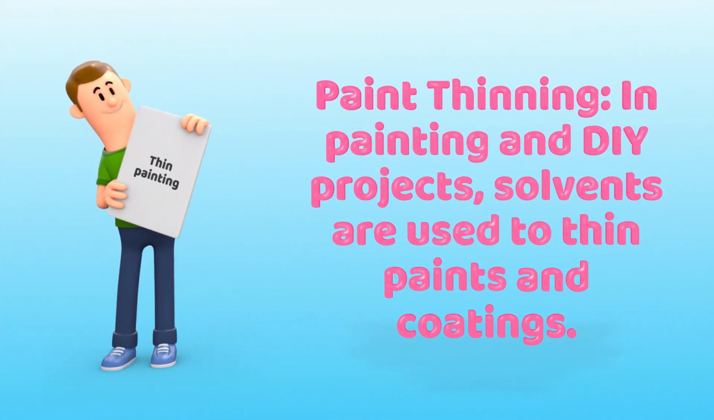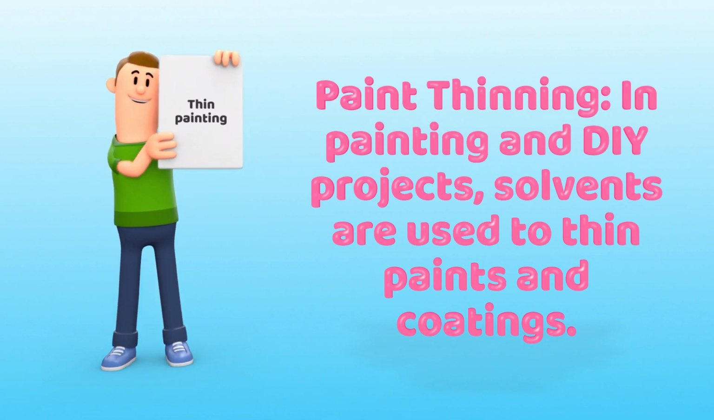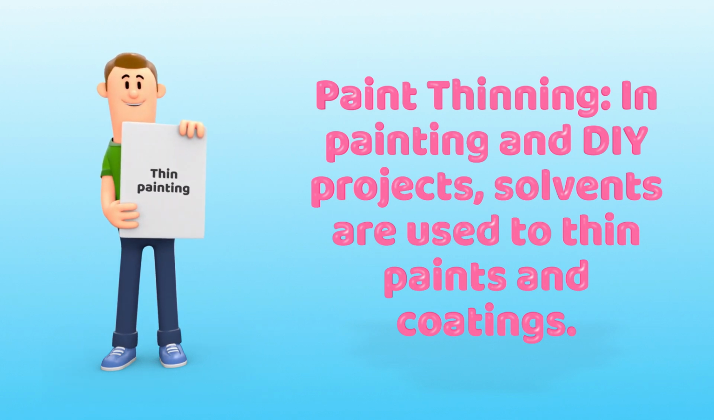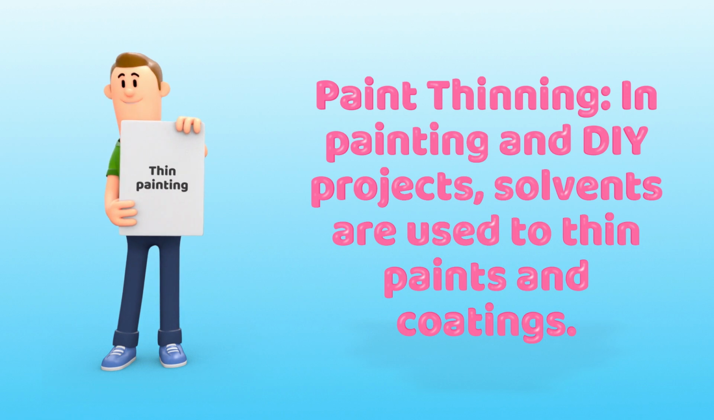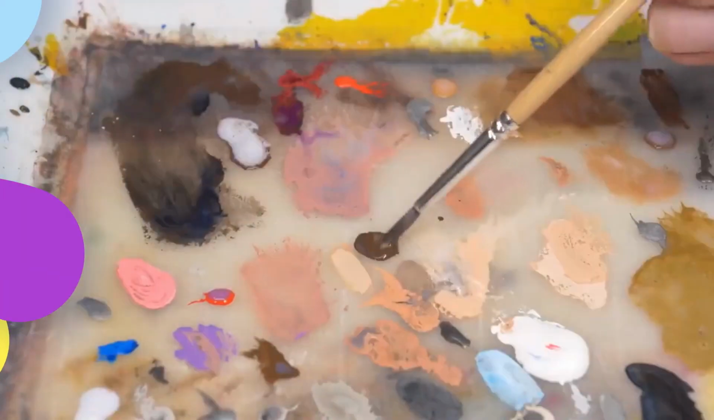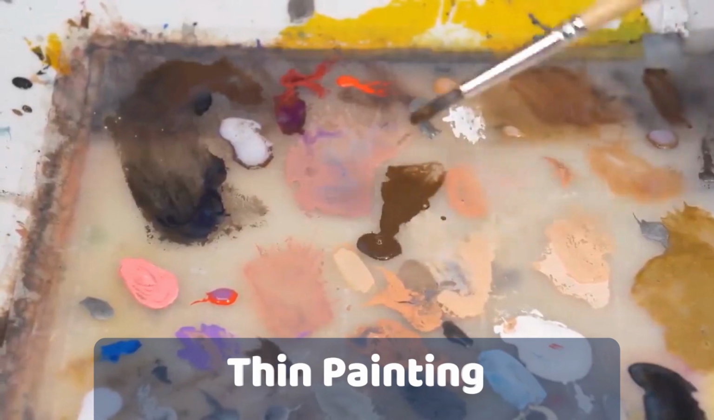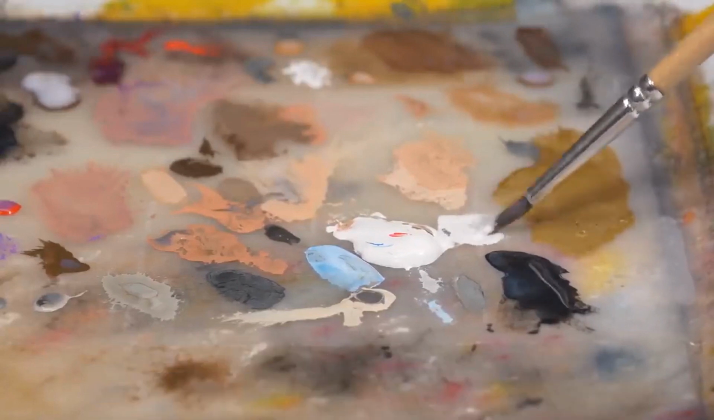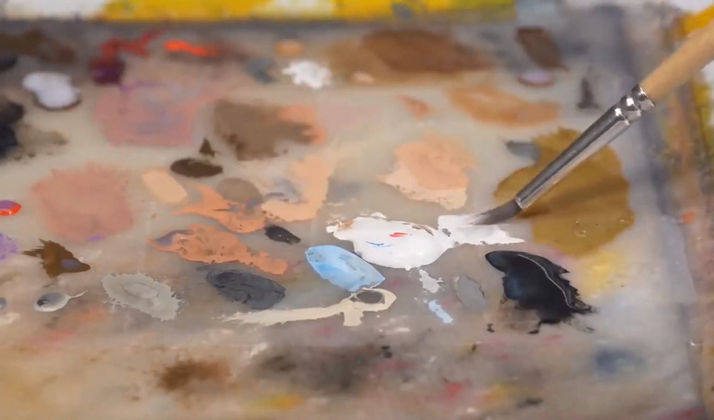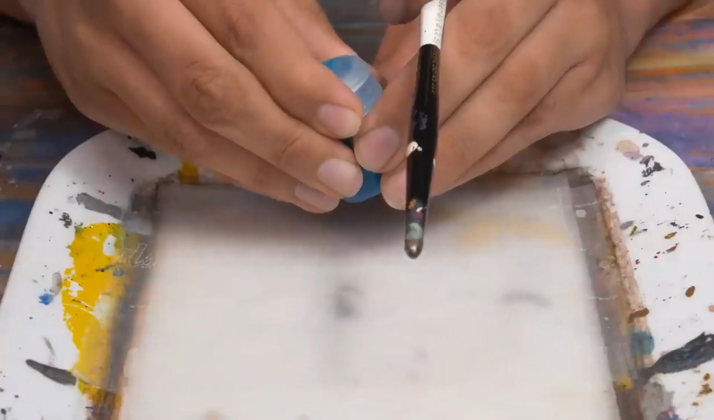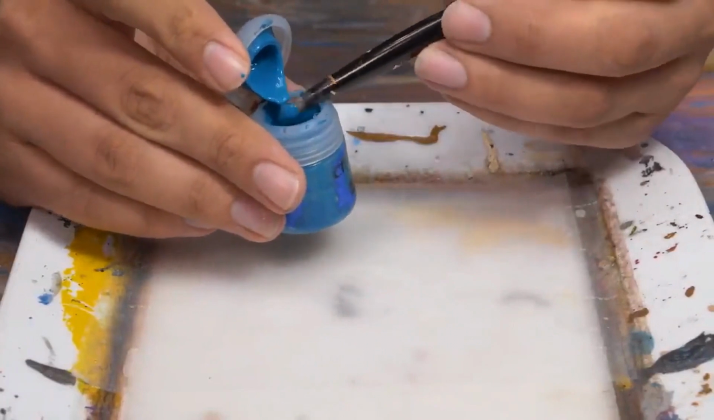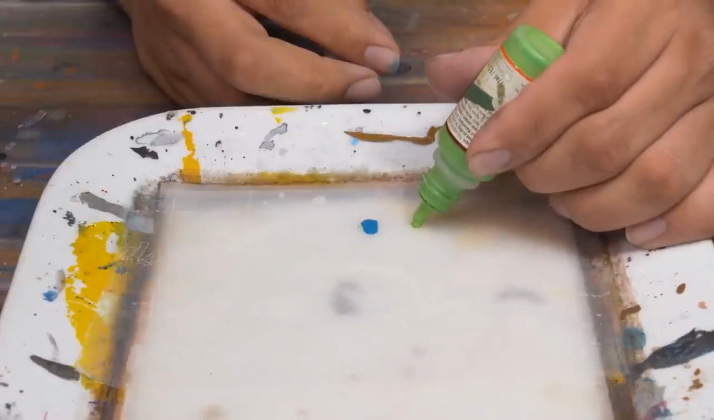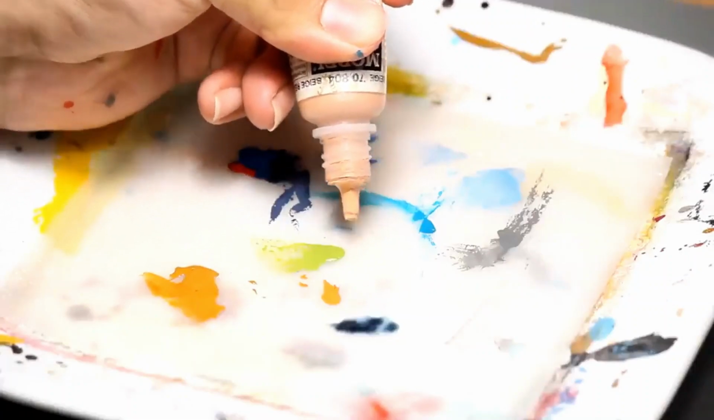Another application of solvents is in paint thinning. In painting and DIY projects, or do-it-yourself projects, solvents are used to thin paint and coatings. Okay, let's now see an illustration of thin painting. Thin painting is when you are painting maybe a wood or any other material, but you are applying a small amount of paint. As you can see from the screen, this is an example of thin painting.